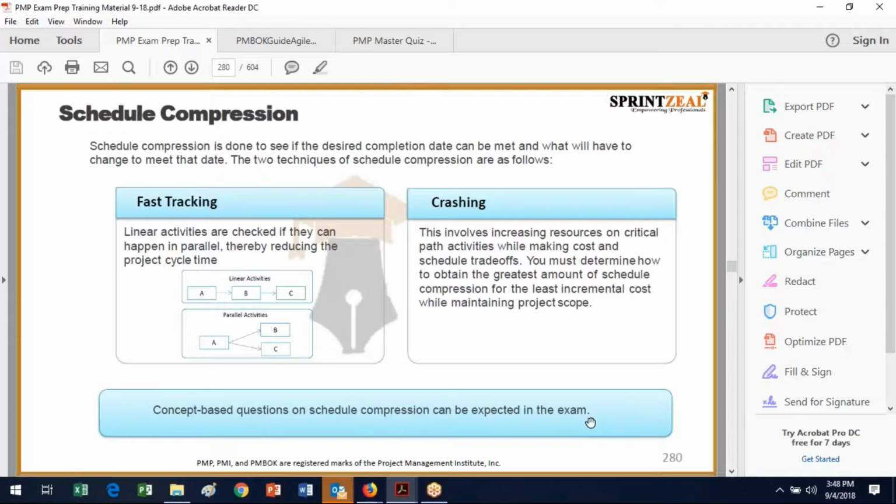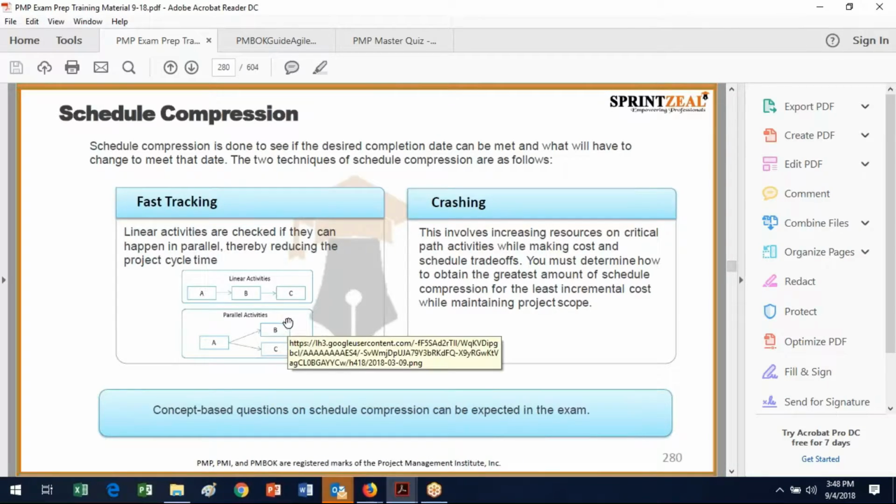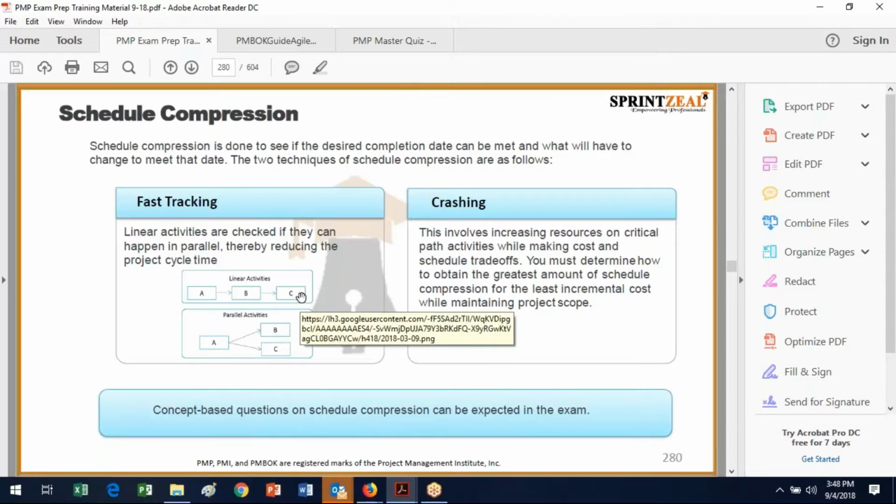Now we're going to talk a little bit about schedule compression, and then we're going to have an example. So there's basically 2 ways to compress a schedule, and one is fast tracking. If you normally had an A, B, C schedule, you could do A and then do B and C in parallel. The good thing about that is it gets done at the end of whichever of the 2 is longer, and you don't have to wait for B to finish for C to happen.